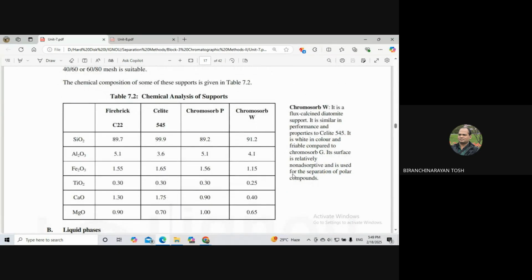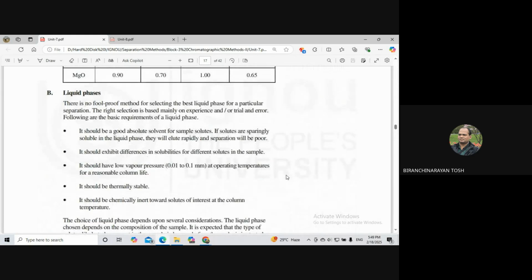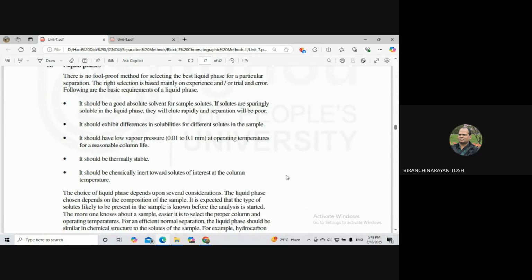Then the chemical analysis for supports. The chemical composition of some column supports is given here. Then the liquid phase. There is no foolproof method for selecting the best liquid phase for a particular separation. The right selection is based mainly on experience.